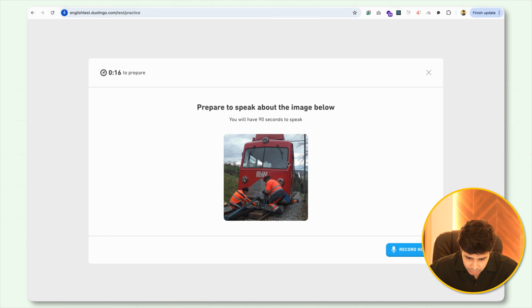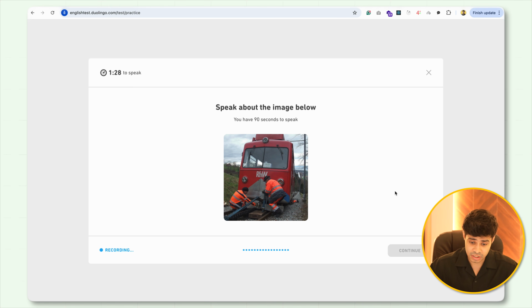We have a bus. No, it's a tram actually. This tram is seemingly off of its rails, so they're fixing it. Okay, let's do it. Let's try not to get cut off though.